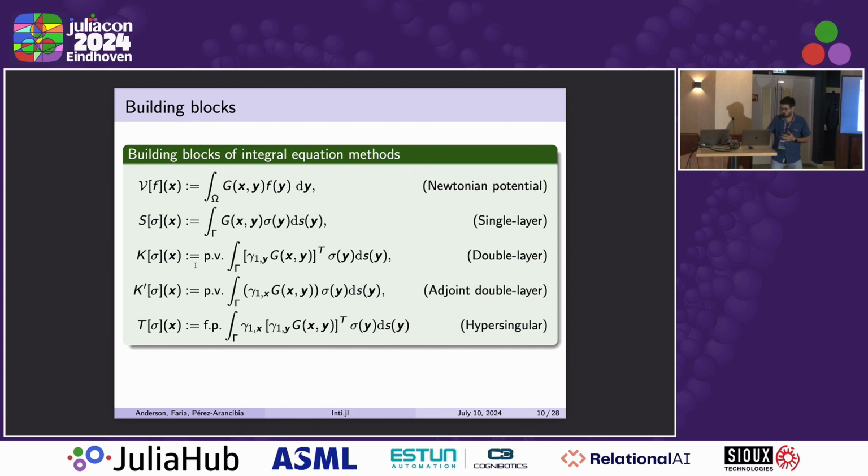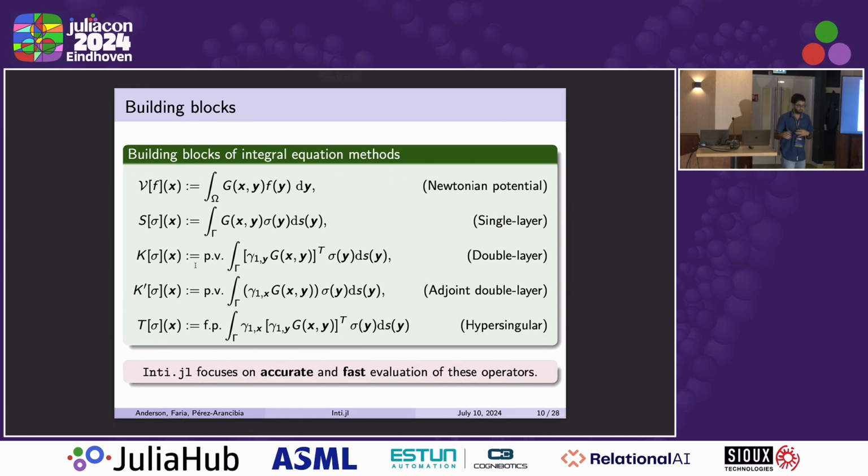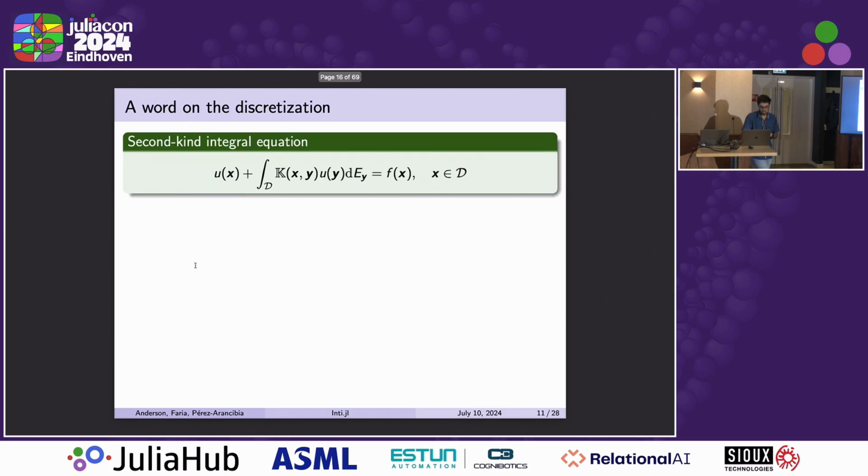And the purpose of the package is really to provide you a way to accurately and quickly evaluate these things. So you see these are non-trivial tasks because of accuracy, you have the singularities, and quickly, you have the dense matrices. So you have to do something with it, otherwise these methods are not practical actually.